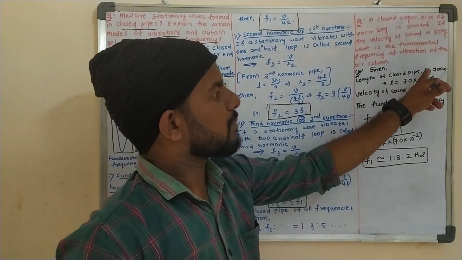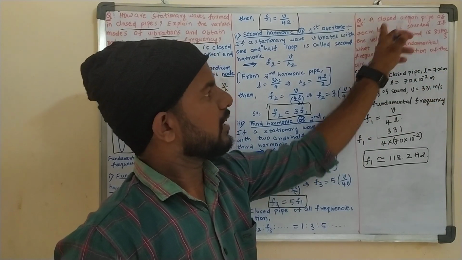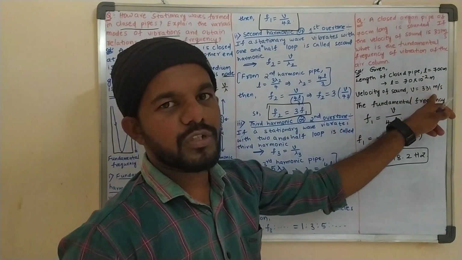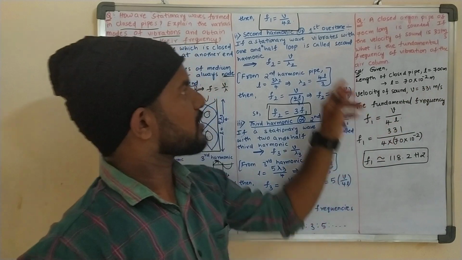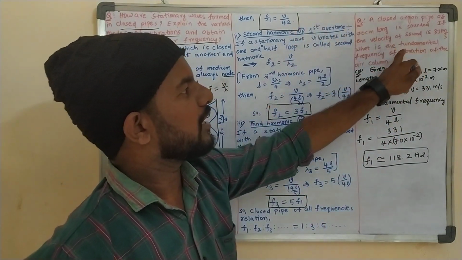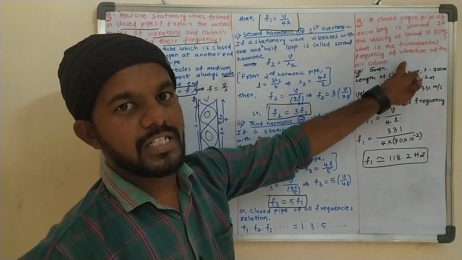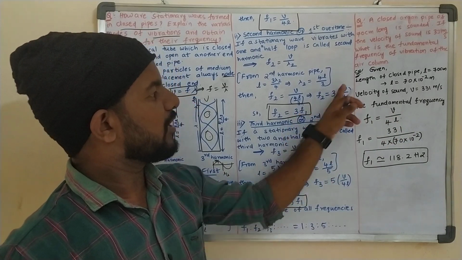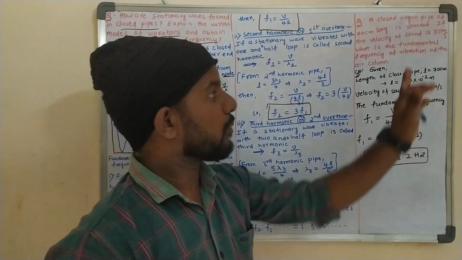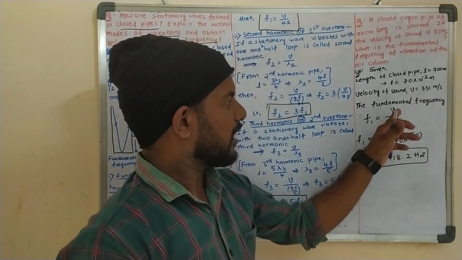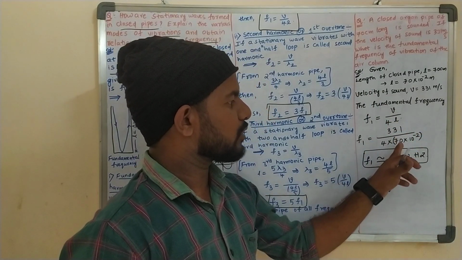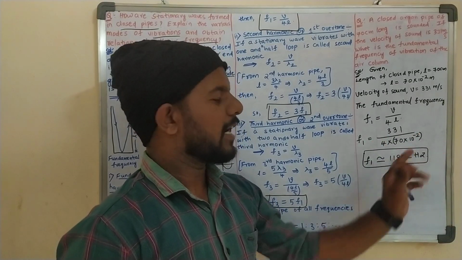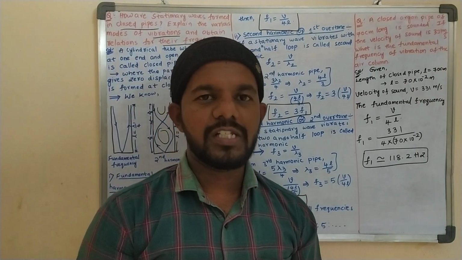The length of the closed pipe L is 70 centimeters. Centimeters is given, so convert into meters: 70 into 10 to the power of minus 2 meters. Then the velocity of sound V is 331 meter per second. These two values we are substituting in the fundamental, because he wants the fundamental frequency. If he is asking for the second overtone, then you need to substitute in 5V by 4L, according to the problem. Then V is 331, divided by 4 into 70 into 10 to the power of minus 2. If you cancel, approximately 118.2 hertz will be the answer. Frequency units are hertz.